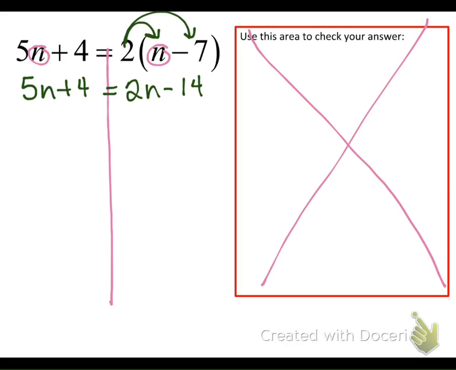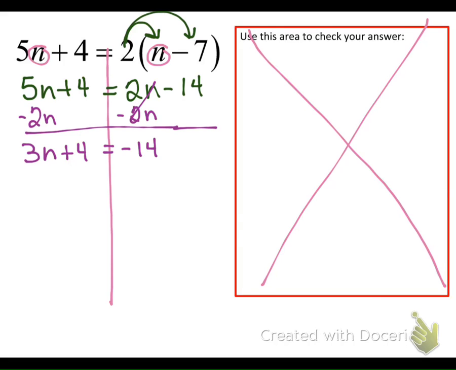Step 2 is our new rule or our new step that we're going to do, which means we need to get the variables on the same side of the line of equality. I do that by picking on the little guy. The little guy in this particular equation is 2n. So I'm going to subtract 2n from both sides to get the variables on the same side. So on my left side, I'm going to have 3n plus 4 equals, those cancel, -14.